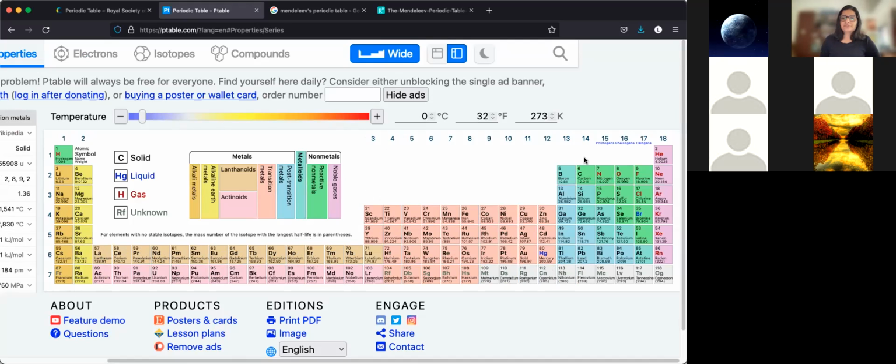This is the key for this particular table. At 0 degrees Celsius, you can see that carbon is a solid, like all the cells in gray are solids. The ones highlighted in blue are liquids, at 0 degrees Celsius. The ones in red are all gases. And these we don't know yet because they just break apart. We don't know which state they exist in.